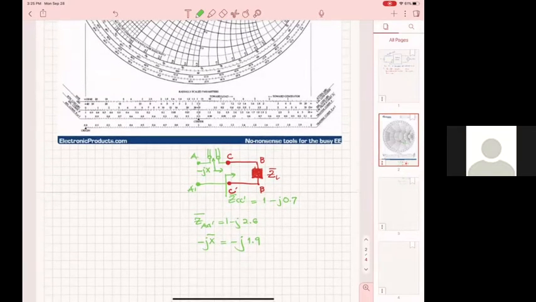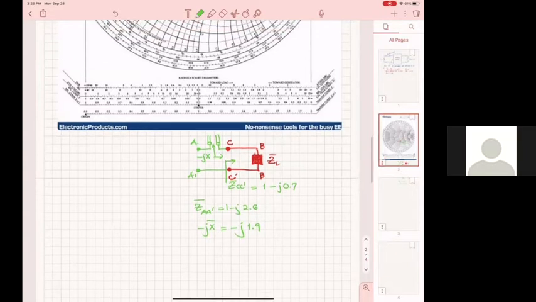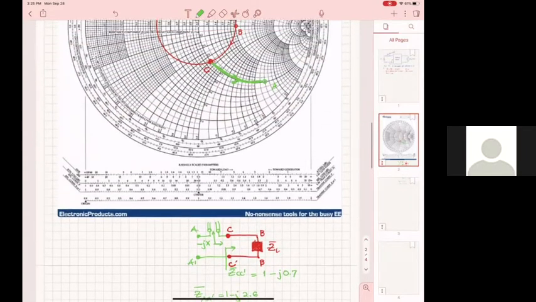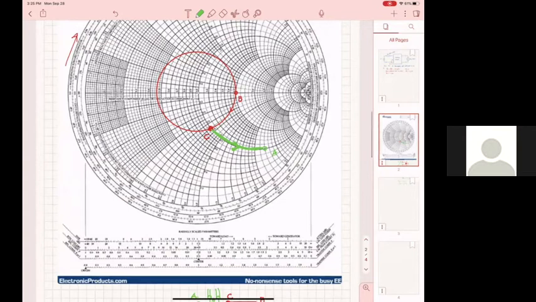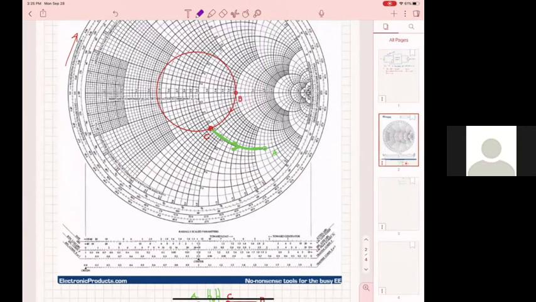So that is one way of doing it. So what is a negative reactance? Practically it's like I'm adding a series capacitor between C and A. That's one way of doing it. The other way, I'll use different colors, is to draw the constant VSWR circle through A.